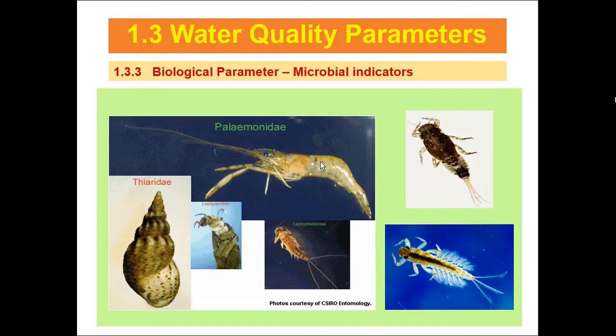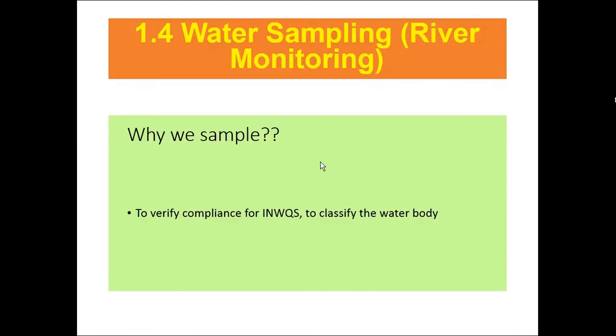Usually you can find these insects in waterfalls at the upstream area, not in the downstream of the river. If you want to find them, look in the upstream, because the water condition there is usually good. Okay, so we close the topic of water sampling.